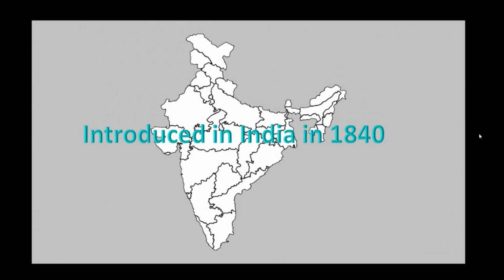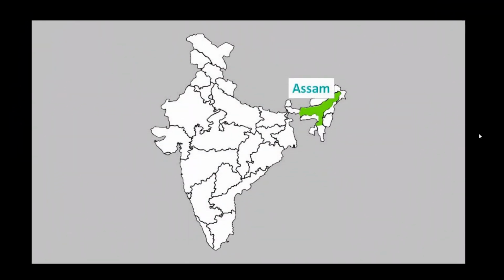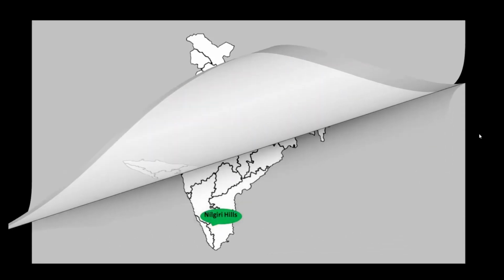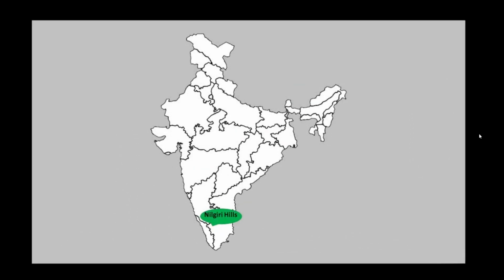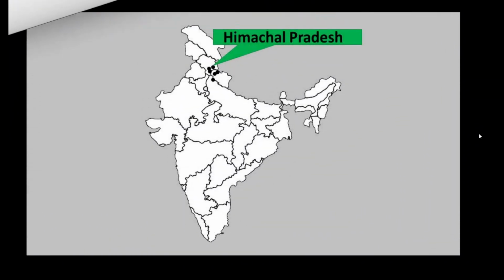The first commercial tea plantations were set up in Upper Assam. Lower Assam and Darjeeling were also opened up to tea plantations a few years later. Later on, tea plantations were set up in the Nilgiri Hills of South India, the Terai along the foothills of the Himalayas, and in some places in Himachal Pradesh.